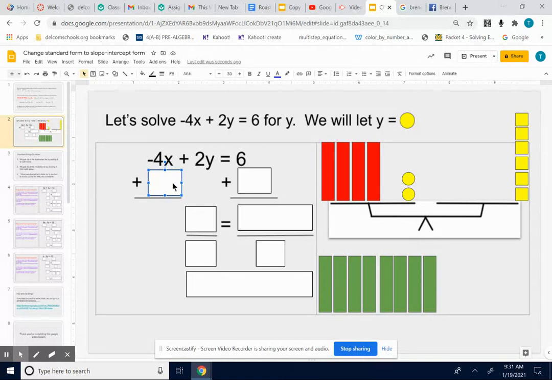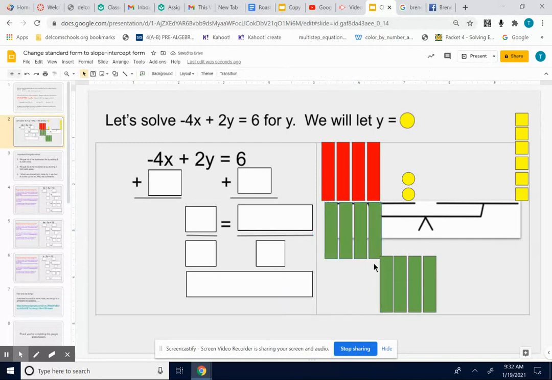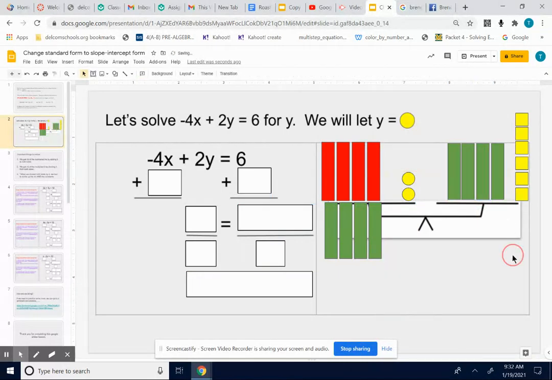The first thing I want to do is get rid of my 4 red x's. Visually, with tiles, I could add 4 positive x's to them. That will make all of those cancel out. But if I do that to the left, I'm getting really good with dragging more than one tile at a time. This is fun. If I add 4 green rectangles on the left, I need to add 4 green rectangles on the right. So I added 4x to both sides.